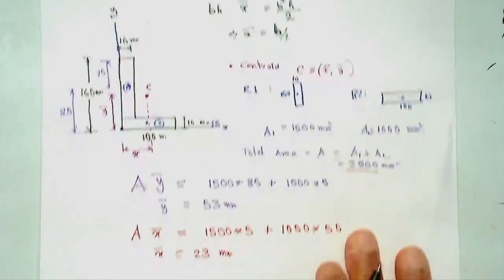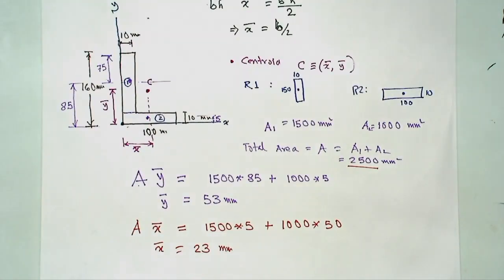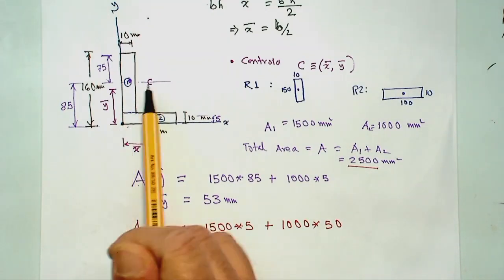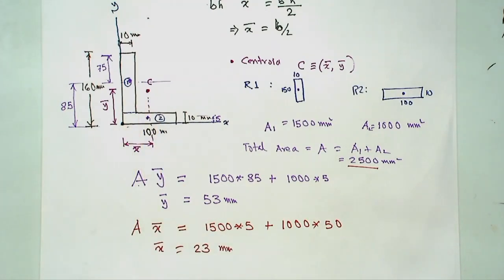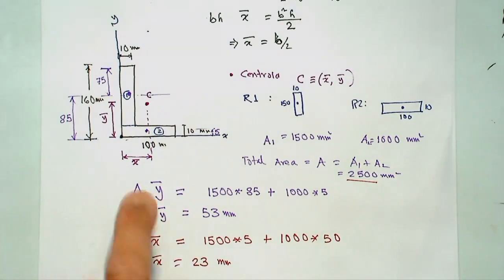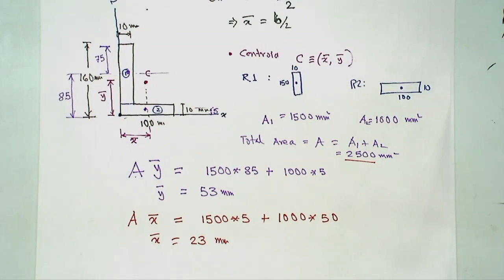So that gives us the idea of the locations, which you could see is outside the cross-sectional area. So this idea of multiplying the area with the distance is called first moment. And the first moment gives you the idea of the centroid.